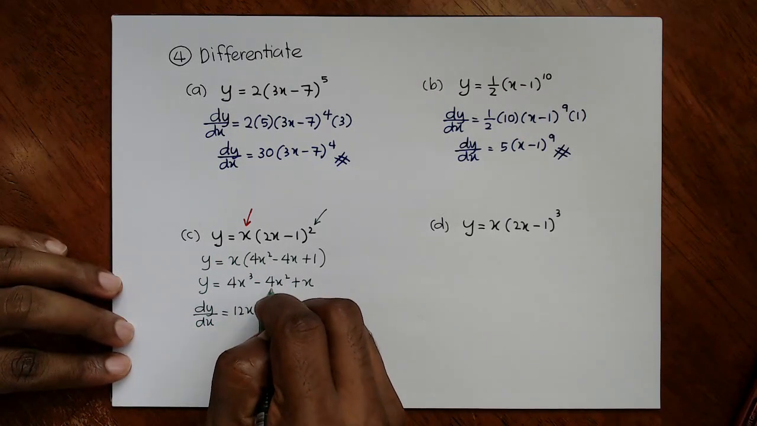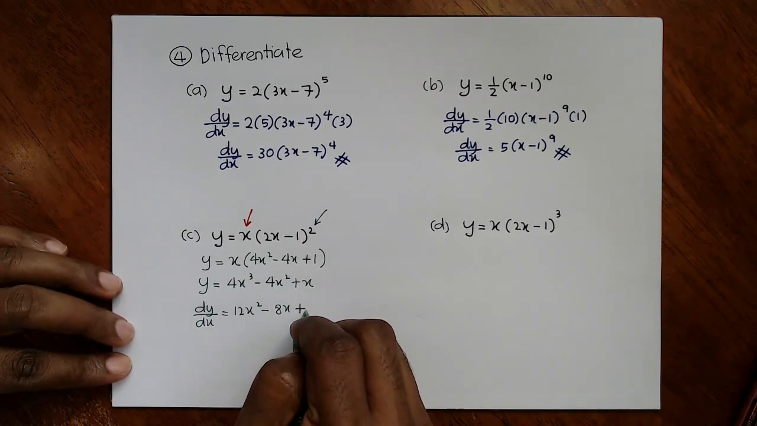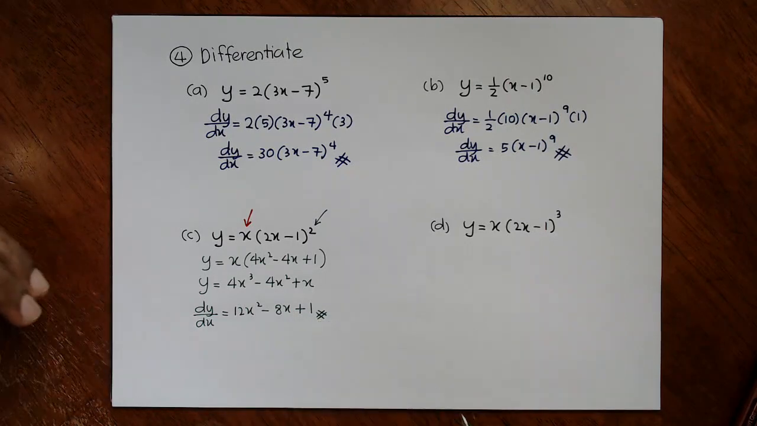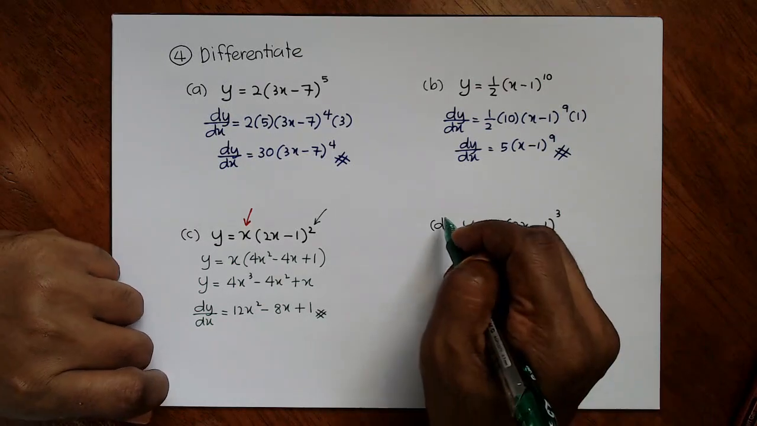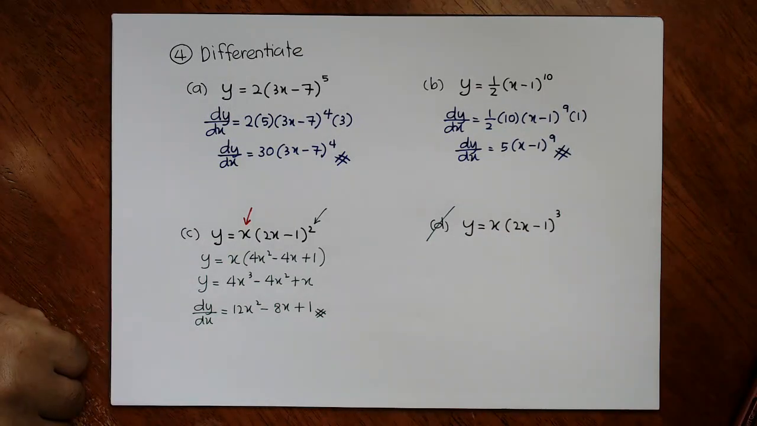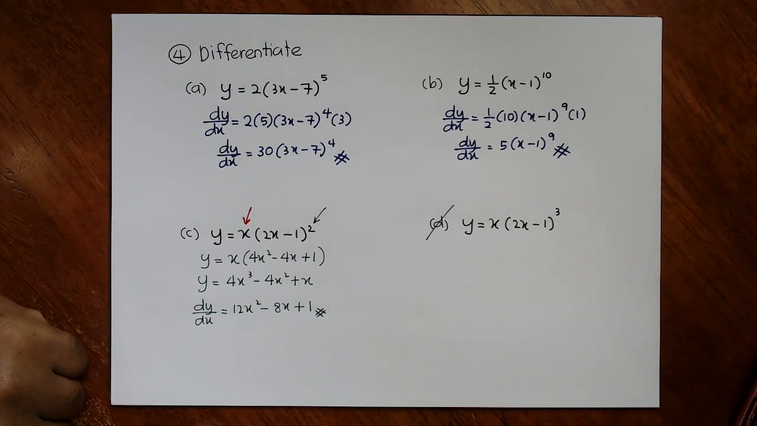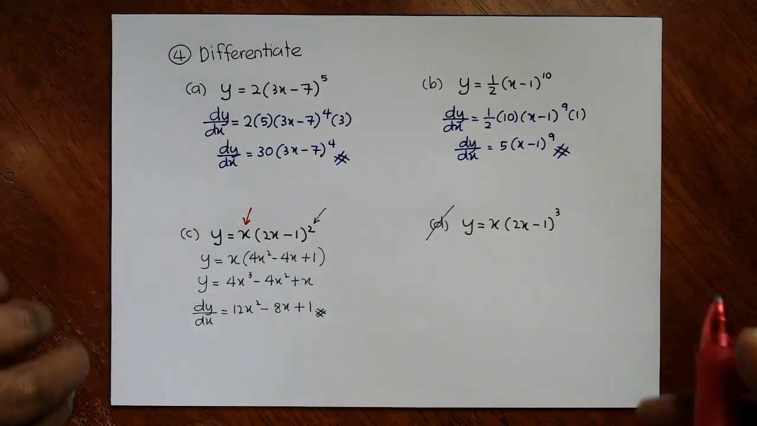So there's no problems there, right? But this one we got some serious problems, because we cannot use the bracket method here, because we have x outside. At the same time, we cannot expand because it's to the power of 3.